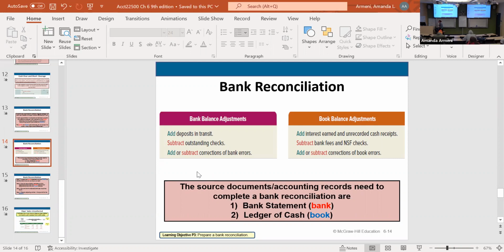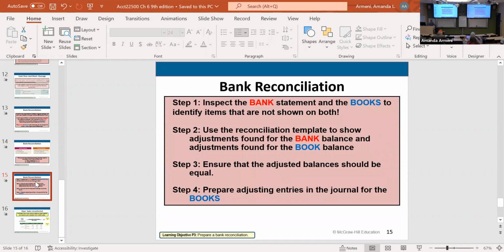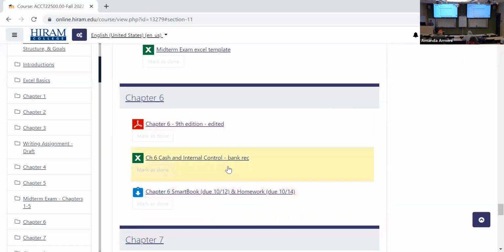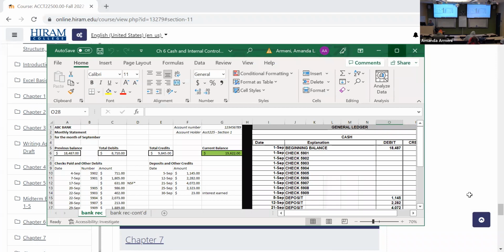So how do we go through this process? First of all, you want to open up the Excel workbook that's in Moodle. So if you are in Moodle, cash and internal control, here's the bank rec. That's what it's labeled. And when you open that up, this is what it looks like.